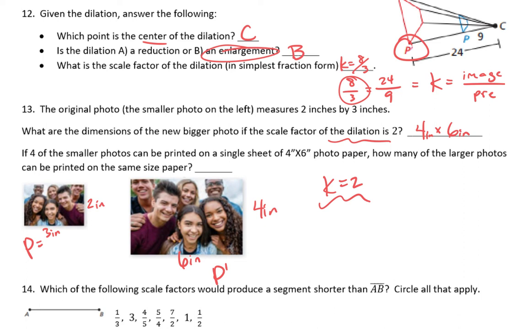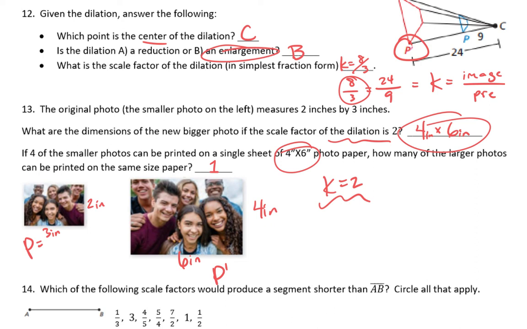All right, if 4 of the smaller photos can be printed on a single sheet of 4 by 6, how many of the large photos can be printed on the same size paper? Well, the answer is obviously 1, right? It's 4 by 6. Our picture's 4 by 6. It's 1.